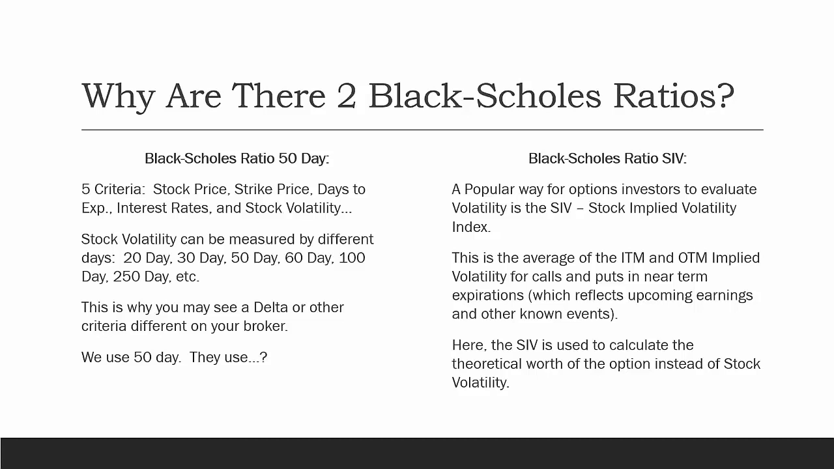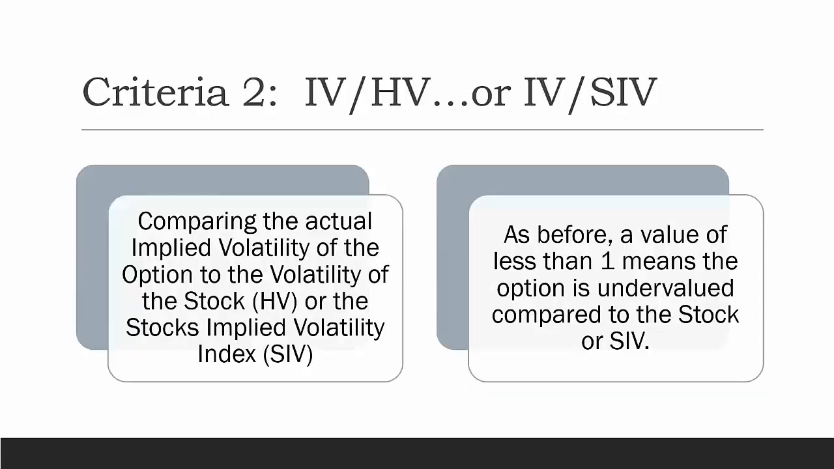We show both so that you can look to see if your option is considered undervalued based on the 50-day stock volatility, or if your option is undervalued compared to the implied volatilities of the other options around it, which may be factoring into, again, that upcoming event. So those are the two differences: a 50-day volatility on the stock, what has its volatility been the past 50 days, and the SIV, the average implied volatility of the options near term surrounding your particular option.